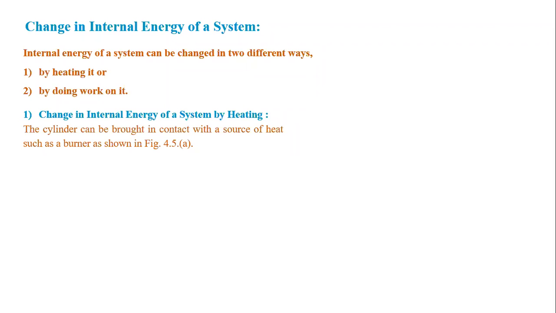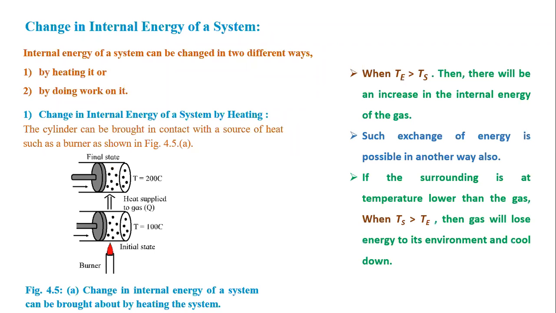The cylinder can be brought in contact with a source of heat. Now let me heat the cylinder and we observe how the internal energy changes. You can see in the diagram here. See this diagram. So this is the cylinder. It is at 100 degrees Celsius. When we start heating by burner, then the temperature changes to 200 degrees Celsius. This is the initial state and this is the final state.